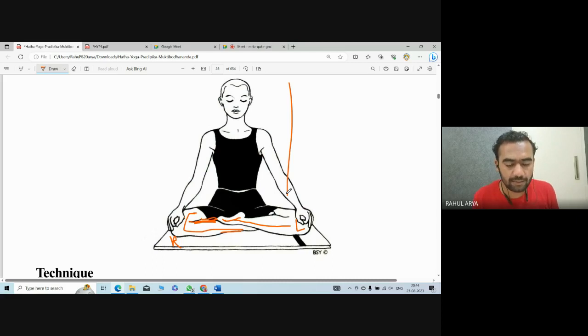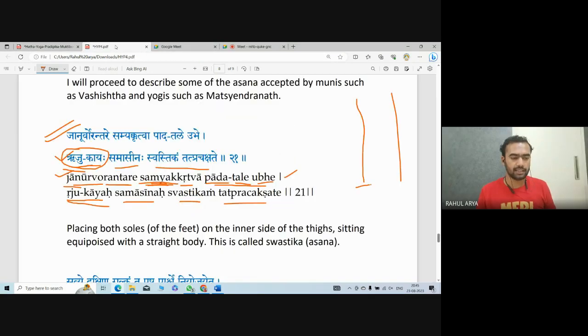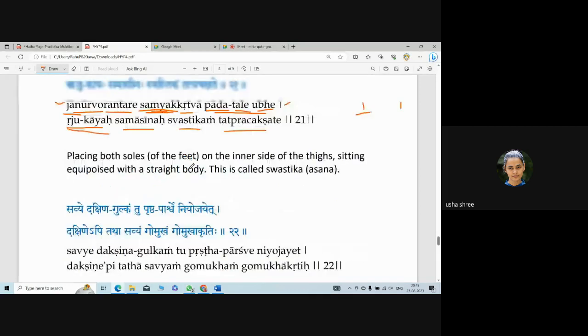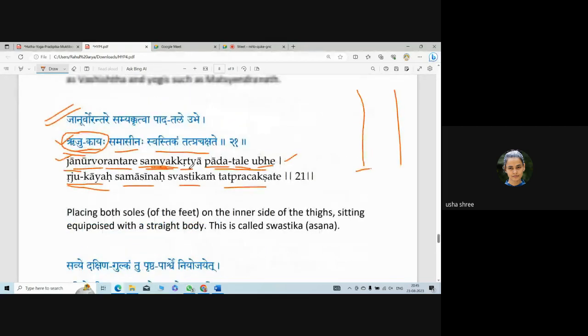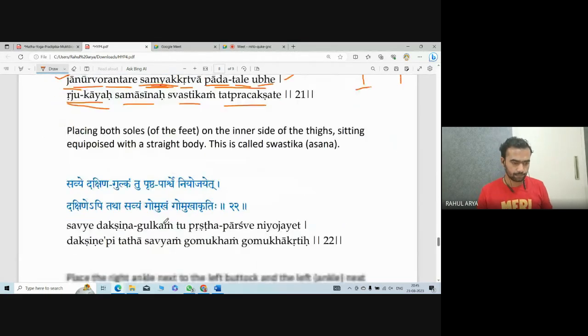What is the name of this asana? Swastikasana. Okay, next is? Sir, samasinaha means straight, sir. Yes, samasinaha, achhi prakar se. Here, samyak and samasinaha, both meanings are equal: properly straight. Rijukai hai, straight. Samasin hai, properly. Properly, sit comfortably. Okay? Right, sir.